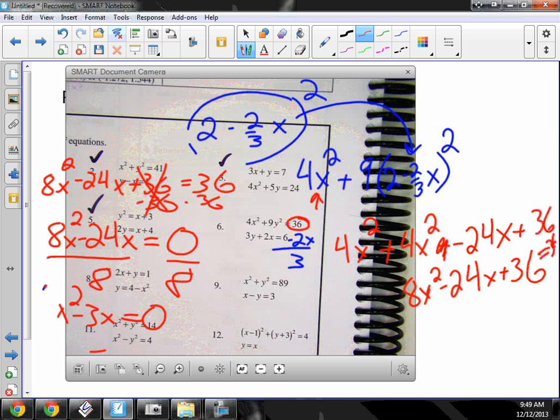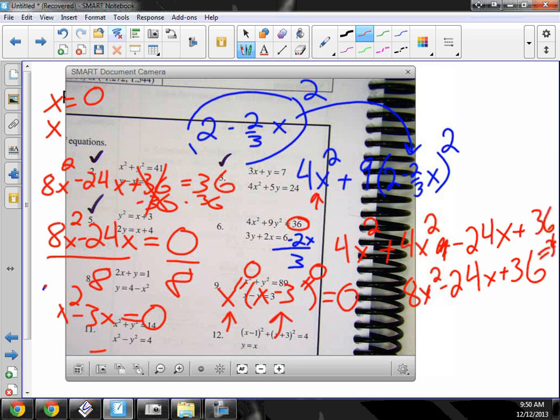Do these have any common terms? X. So I pull out an x, what's left? X minus 3 equals 0. Well, what is the root for that one? 3. What's the root for this one? 0. So we set this equal to 0, and it's just 0. We set this one equal to 0, and it's 3. So my x values are 0 and 3.